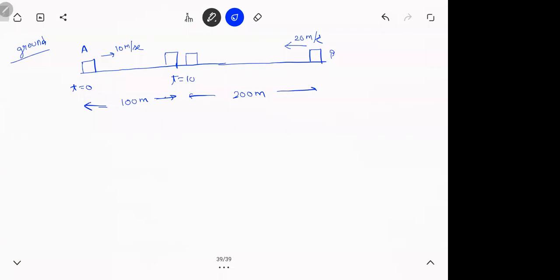So in 10 seconds, A will travel 100 meters, B will travel 200 meters. So they will meet in 10 seconds and they will meet 100 meters from the left side. That is how the answer will be.